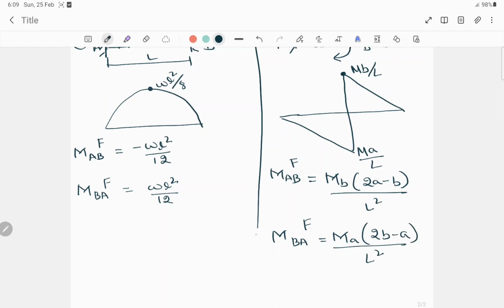So these are the formulas for finding the fixed end moment which you have to remember, and this plays a very important role in the slope deflection method.